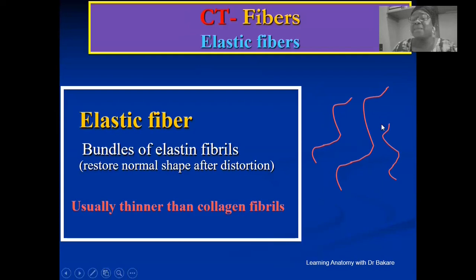So if you look at this image here, this is the kind of configuration that elastic fibers present. And in connective tissue, where you see high deposit of elastic fibers is in the dermis of the skin, where they are able to stretch and also regain back their shape after distortion.